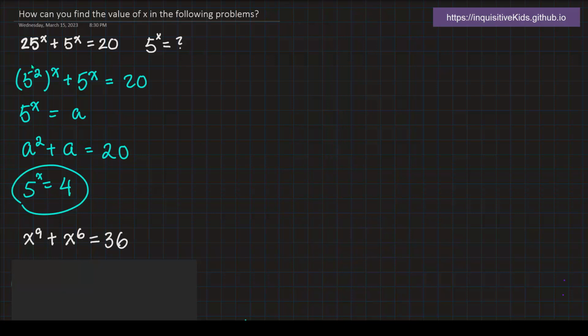First, I split 25 to the x power into 5 squared to the x power because I wanted to be able to combine like terms, and I knew that I could split 25 up into 5 squared. And then I turned 5 squared to the xth power into 5 to the xth power squared. So what I'm saying is 25 to the x power is equal to 5 to the x power squared.